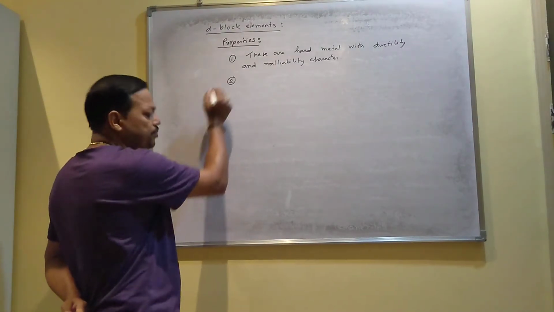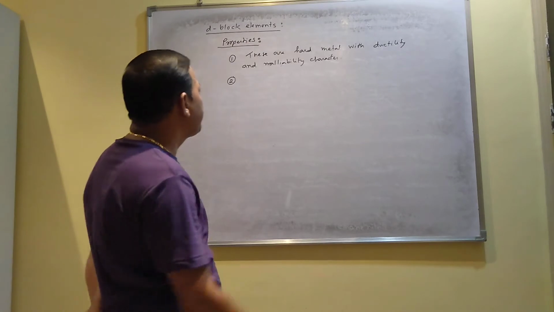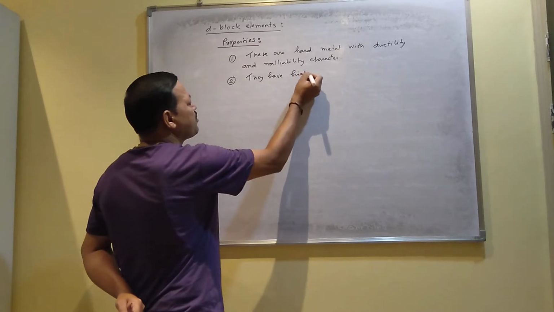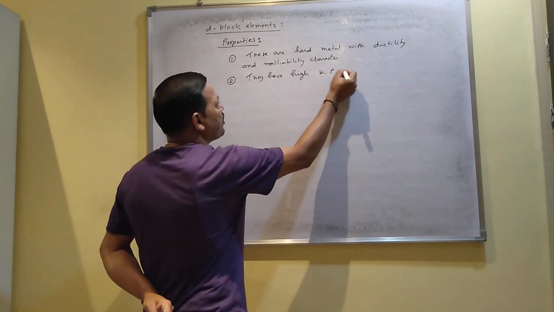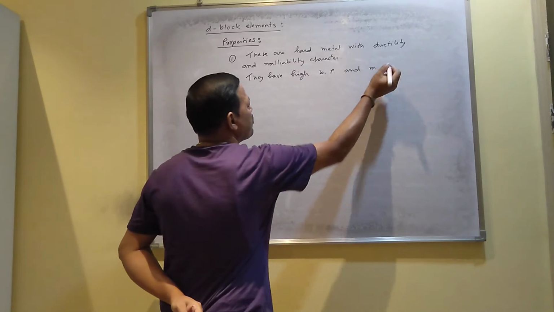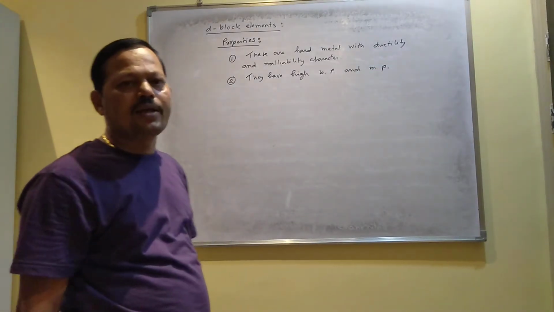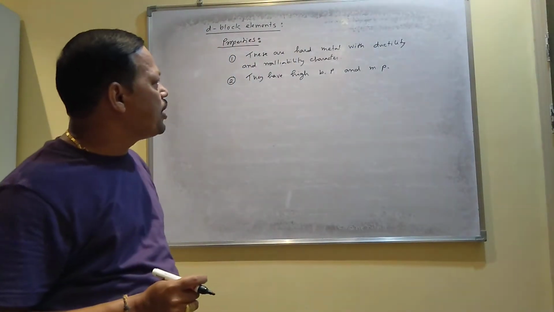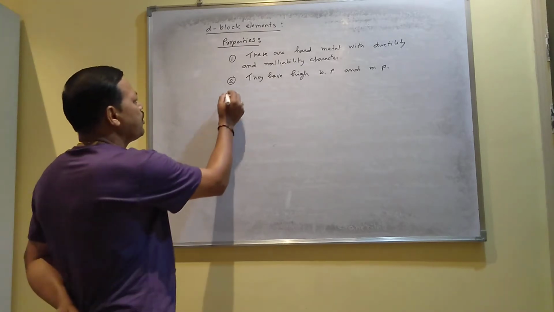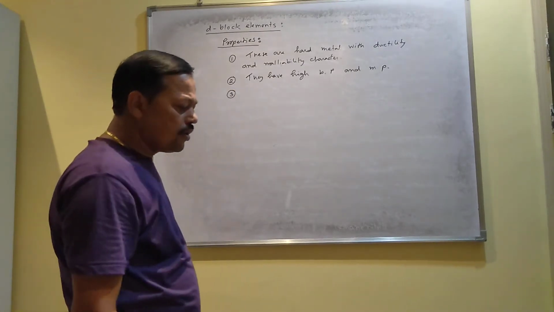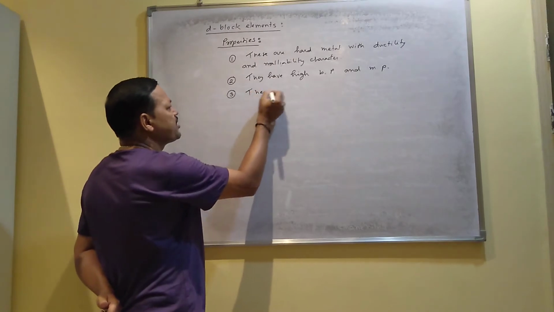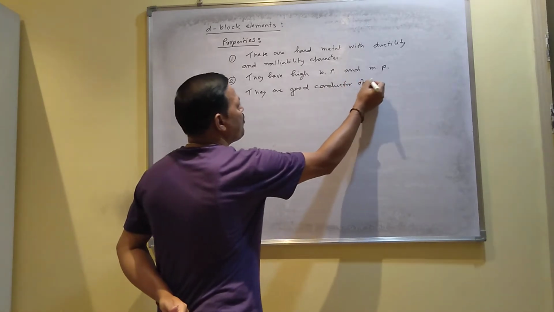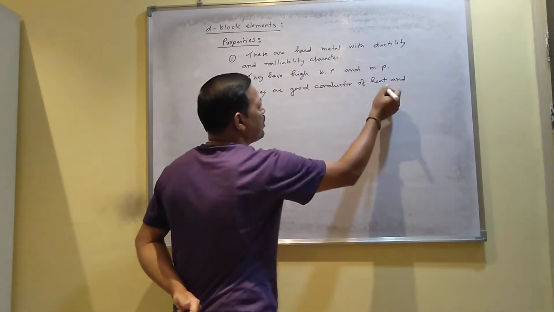And number two, they have high boiling point and melting point. Since they are hard and their metallic bonding is very strong, that is why they have very high boiling point and melting point. Number three, they are good conductors of heat and electricity.